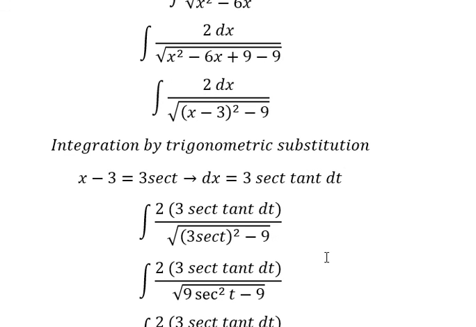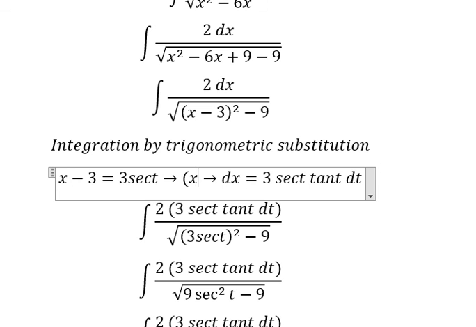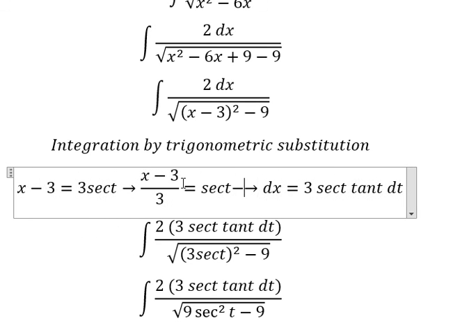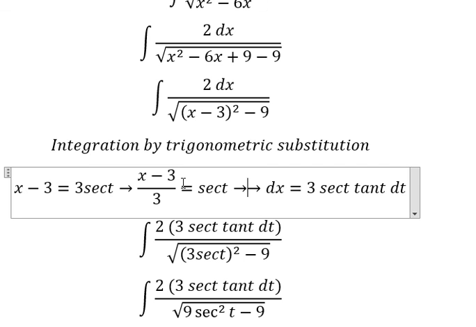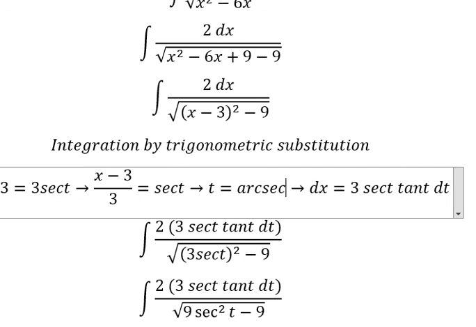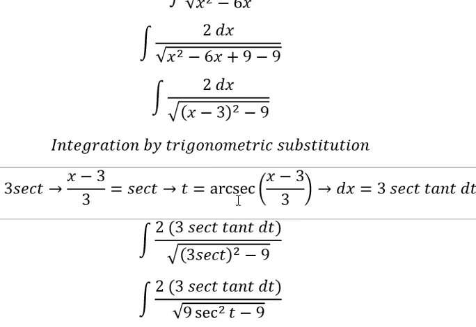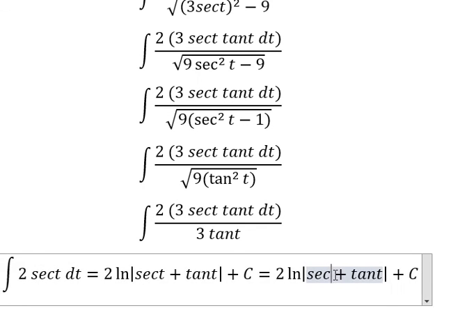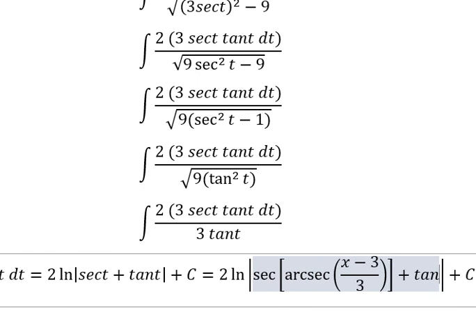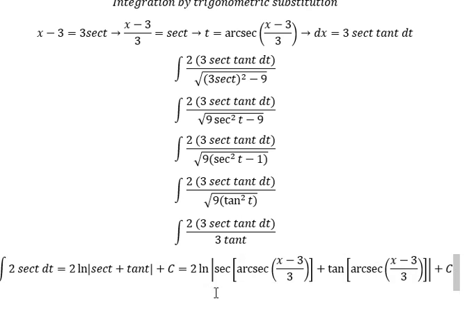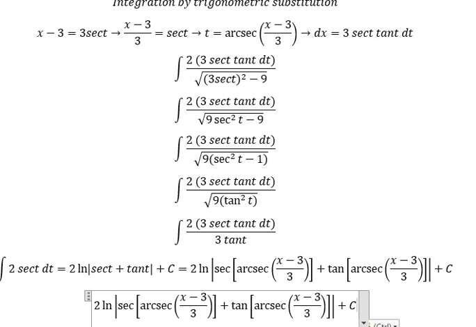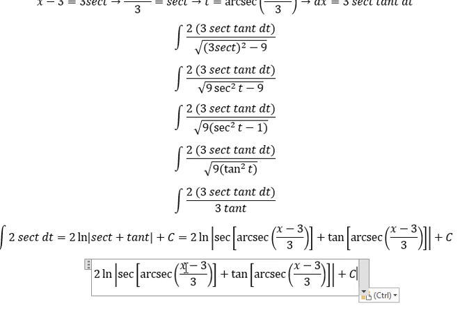About t, that is about this one. So we need to divide both sides by number 3. So we can find the value of t equal to arcsecant of this one. So I need to put this one to replace for t. We know that secant with arcsecant, we have this one in here.